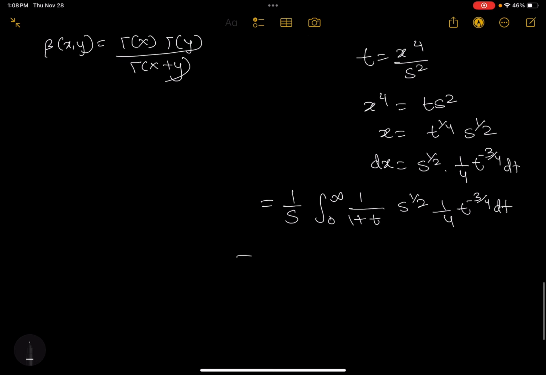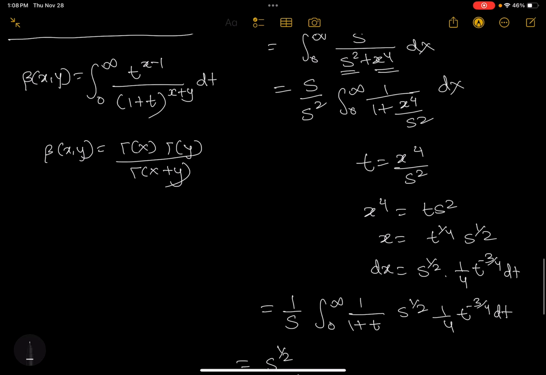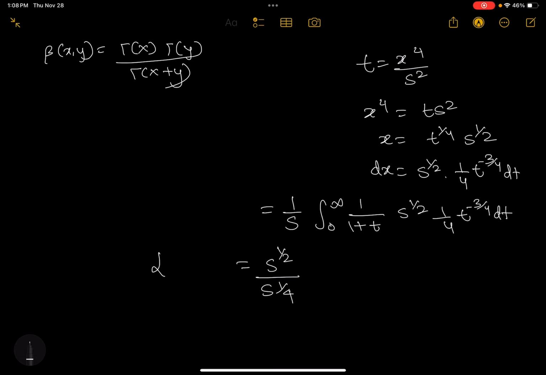Now I can take the constants out, so s to the power 1 by 2 by s to the power 1 by 4. And still, note that this is the Laplace transform of I of t in the world of s, right? Don't forget that. That will be important to find the inverse Laplace transform later on. And now this will just be the integral from 0 to infinity of t to the power minus 3 by 4 by 1 plus t dt.